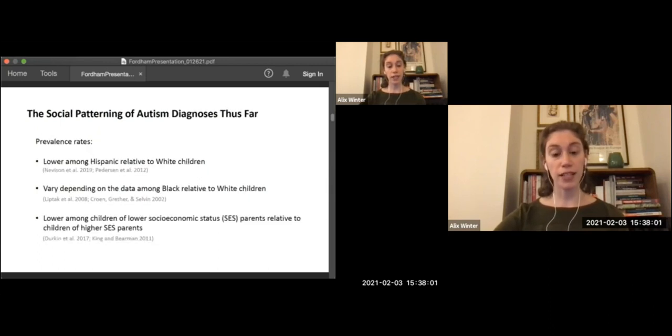But thus far, rates of autism diagnosis have been an exception to this general rule. Researchers have found that autism prevalence rates for children born through roughly the mid-2000s were lower among Hispanic children relative to white children. Depending on the data set, they might be higher, lower, or similar for Black children relative to white children, and lower among children of lower SES parents relative to children of higher SES parents. As I just described, this is the opposite of health disparities that are observed across almost all other health outcomes. But these patterns make sense in light of the fact that for children born through the mid-2000s, obtaining an autism diagnosis required a significant amount of resources.